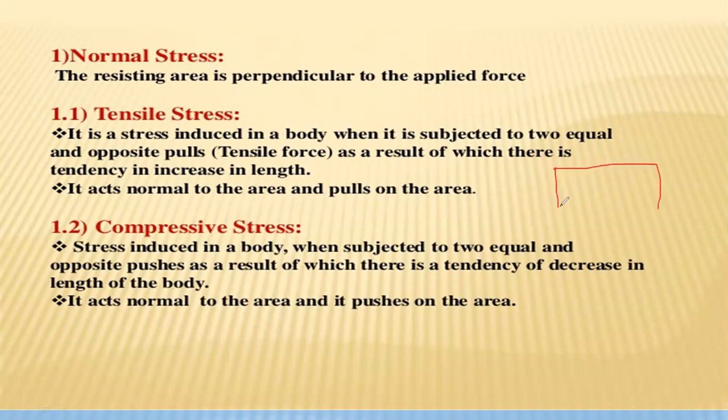I am taking one object. In this direction, I'm applying force, and also in the opposite direction, I'm applying force. So it is the tensile stress. It is some object that has some amount of mass. Whenever we apply force on the body, two equal and opposite pulls, these are the opposite pulls.